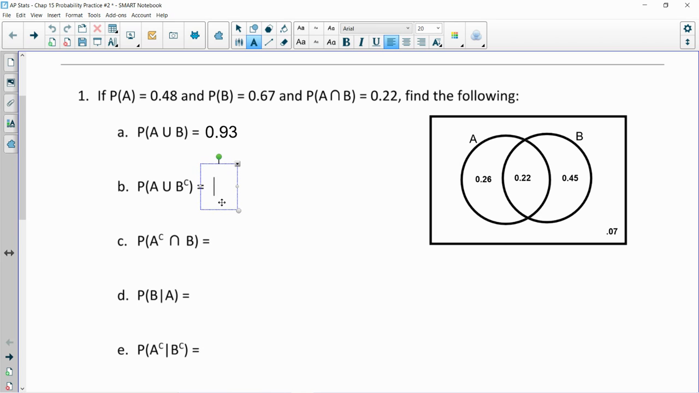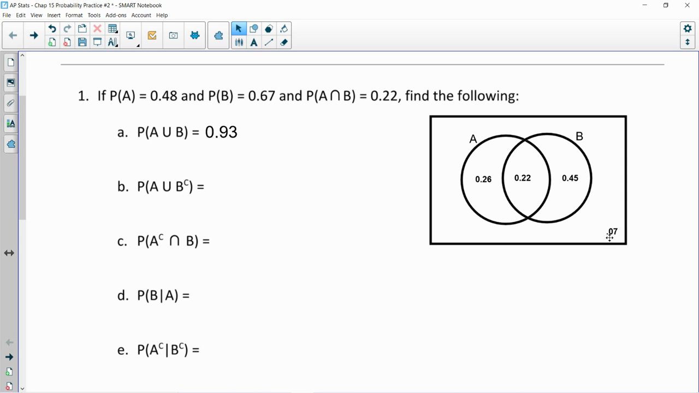Okay, off to the second part. Now, looks a lot like B, but we've got this little guy here in the superscript, the exponent position. It's a B with a little C up there. That means the complement of B. So that means everything outside of set B. So interesting. Let's look at this diagram for a minute. Let's just focus on the complement of B. If this is set B in this circle, the complement of B is anything outside the circle. So that would mean the 0.07 and this 0.26.